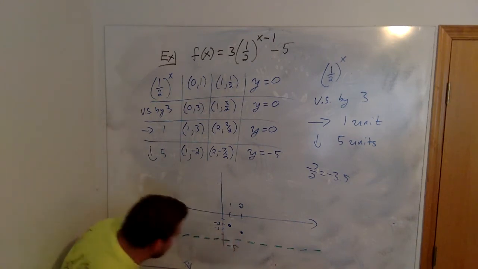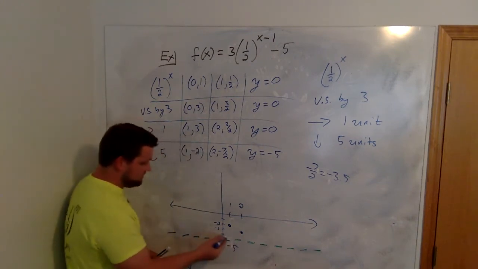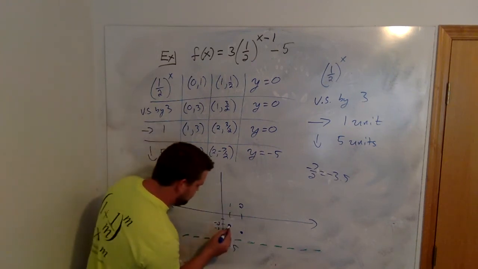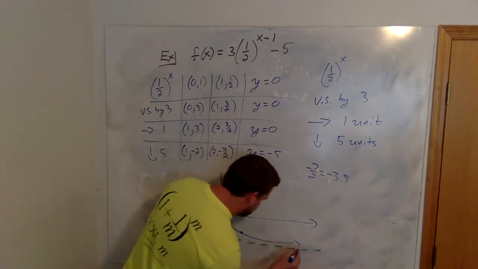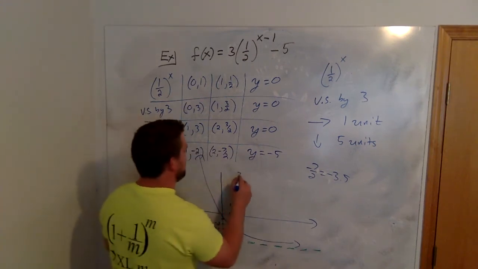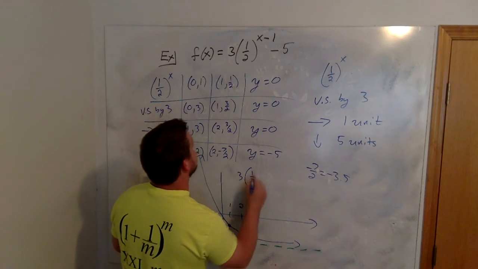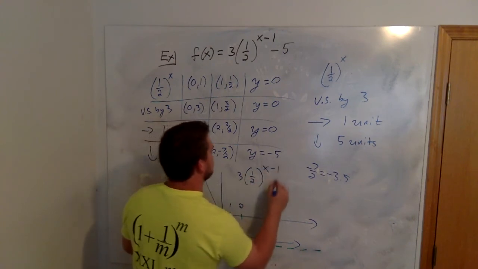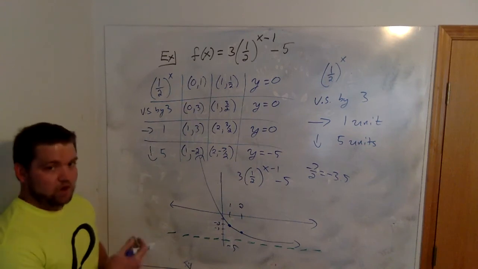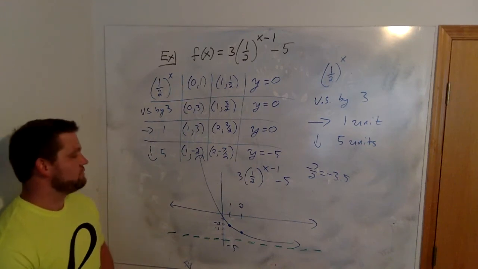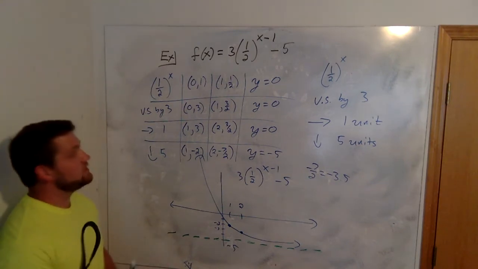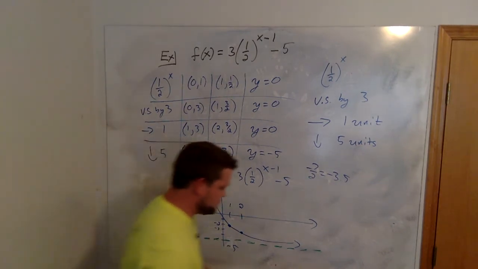Looks close enough. Okay, now we'll connect these points here. Now remember, since it's above the asymptote, it'll stay above the asymptote. So this will be the graph of 3 times 1/2 to the x minus 1, minus 5. Here's the graph. This is one possible way you could have done this. However, just for fun, I'd like to suggest a different way we could have done this. So let's do that now.